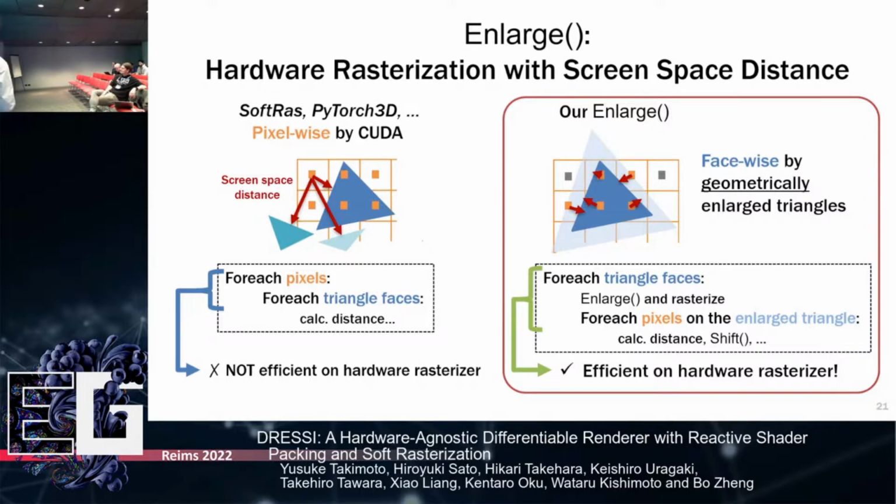So the code is something like this. The outermost loop is over triangle faces. And then for each face, we enlarge triangles geometrically and rasterize by hardware. And for each pixel on the enlarged triangles, we can calculate distance, etc. So this algorithm is efficient with a hardware rasterizer.